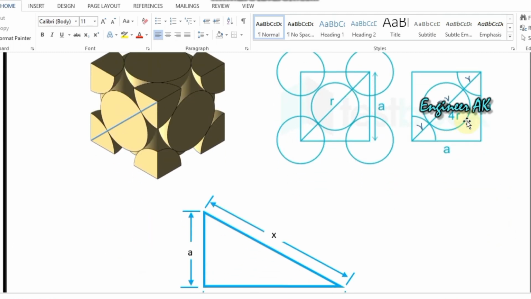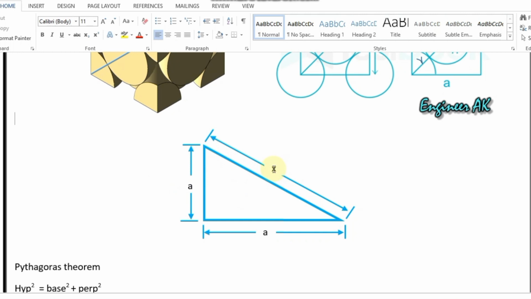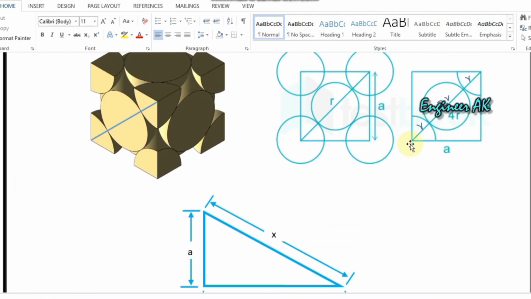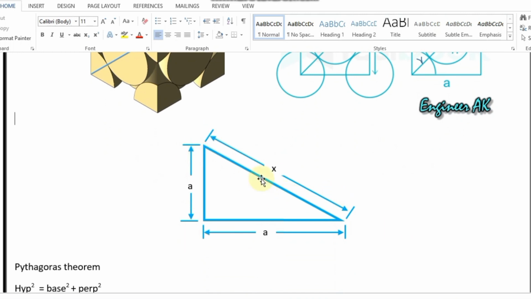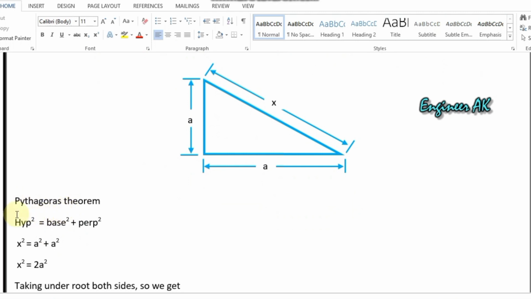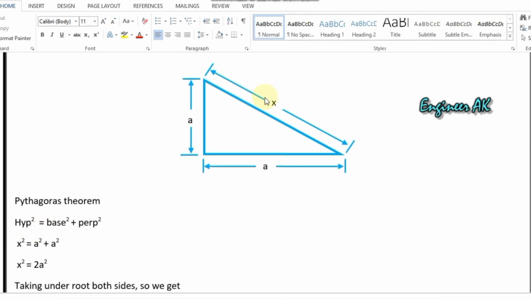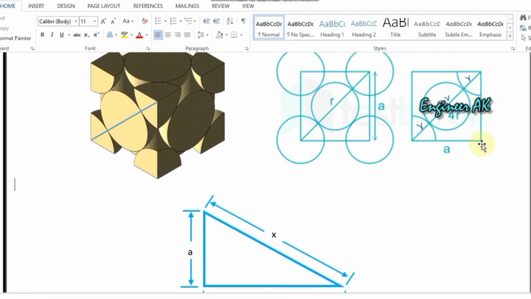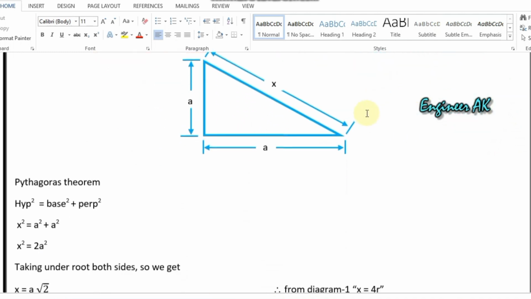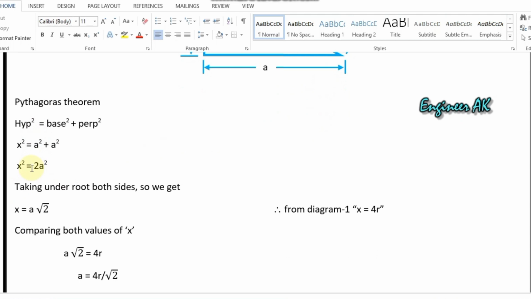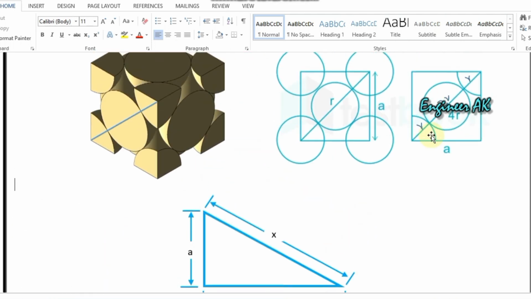If I take this triangle, and I want to find this, let's suppose this is a, and this is a, and this is the hypotenuse x. If I apply the Pythagoras theorem, the hypotenuse square is equal to base square plus perpendicular square, so a square plus a square. Because it's a cube, both these sides are equal. So x square is equal to 2a square. Now taking the square root on both sides, x is equal to a root 2. But if I see the diagram, this hypotenuse is also equal to 4r.